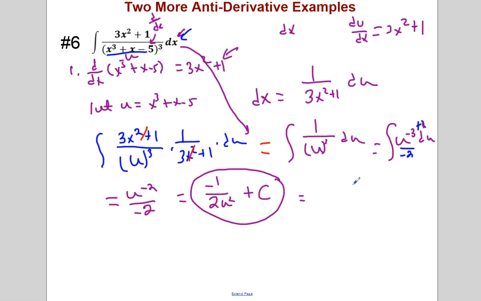We need to get in terms of x, so we're going to resubstitute in. So we're going to have -1 over 2, and that u is nothing more than x to the third plus x minus 5 to the third power, plus my constant. All right, so that is my final answer on that one.